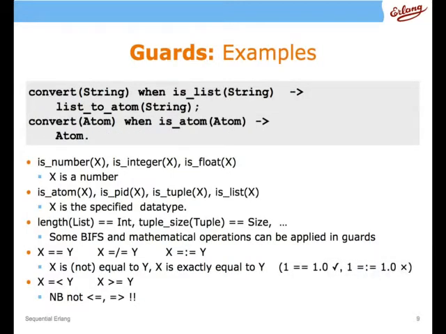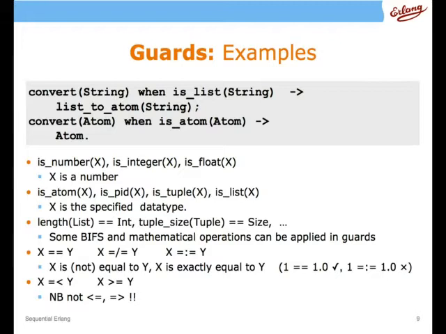So here's an example of a convert function which takes a string or an atom and converts those things into atoms. What the first clause does is it says when the input is a list, it invokes the list_to_atom primitive to turn that list into an atom. And of course, when it's applied to an atom, you simply return the argument as the result.